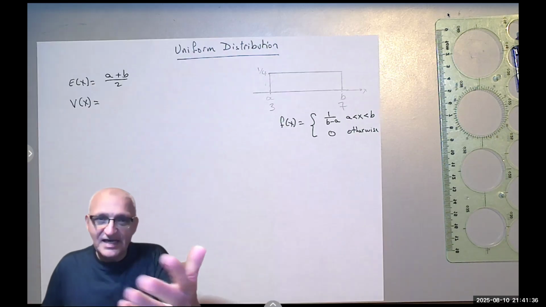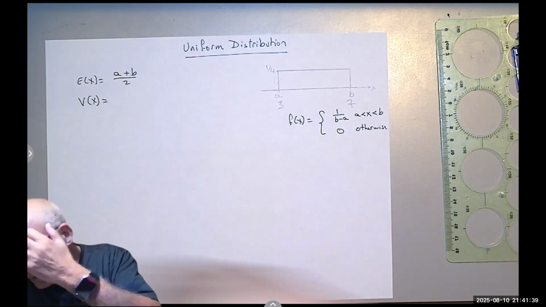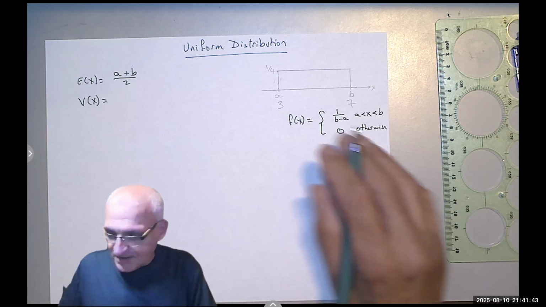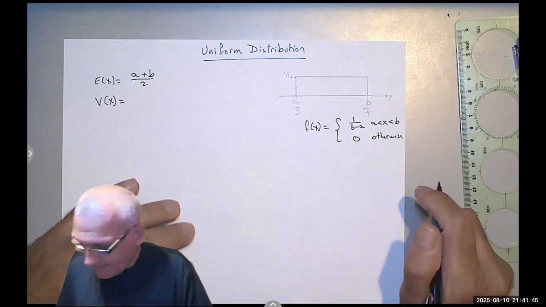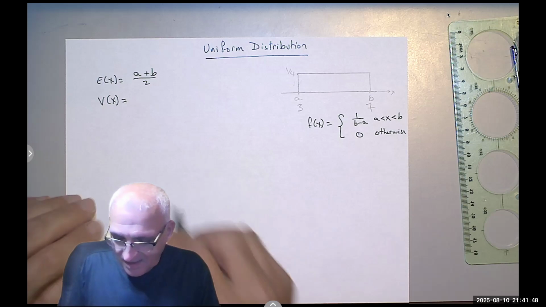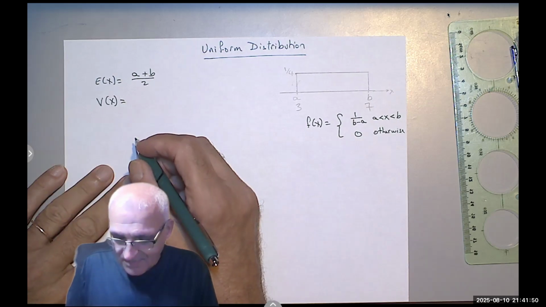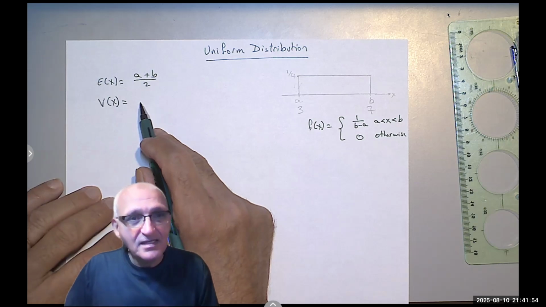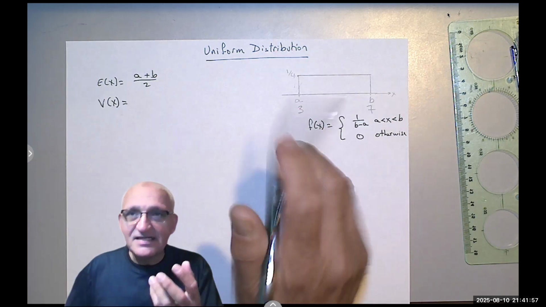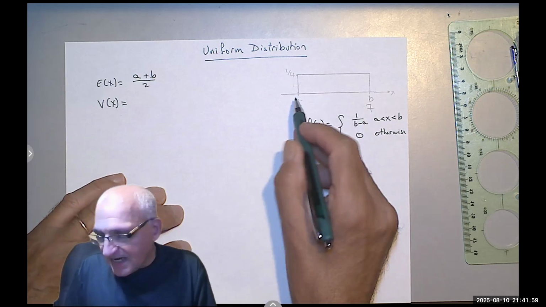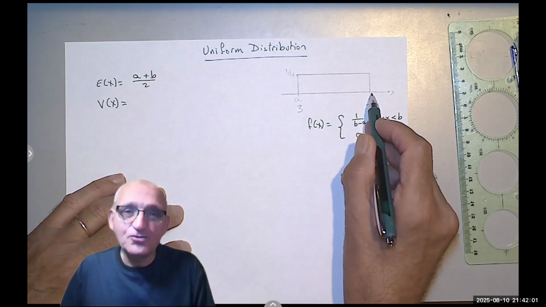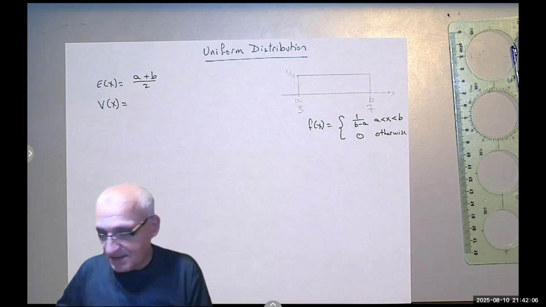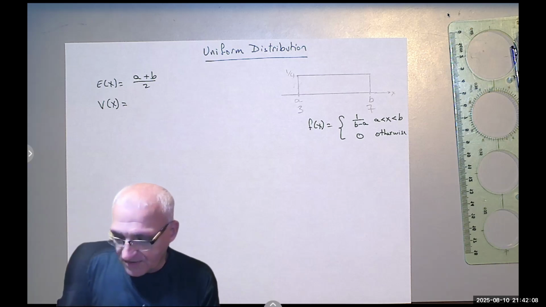If you already had a course in, say, strength of materials, you know that the moment of inertia is the base times the height cubed over 12. That's the moment of inertia.